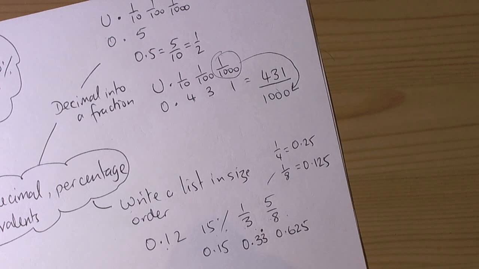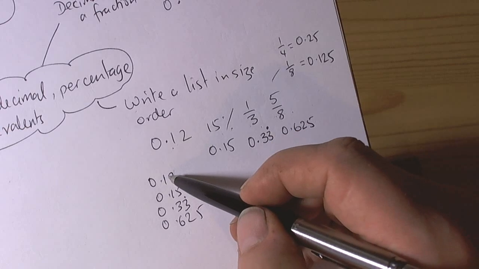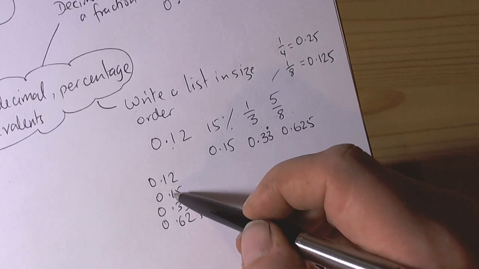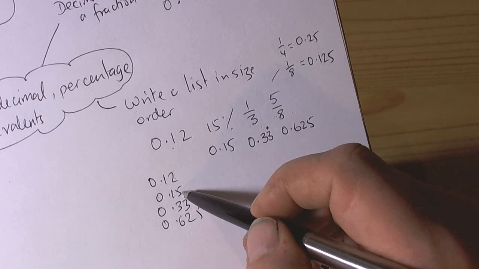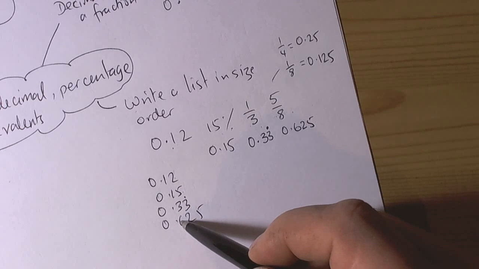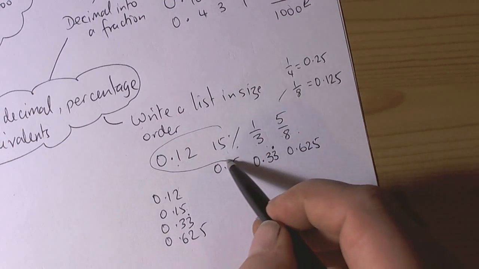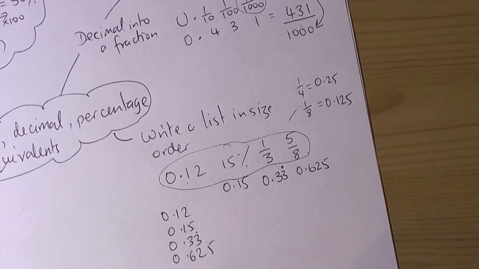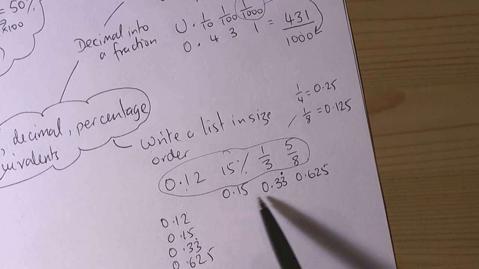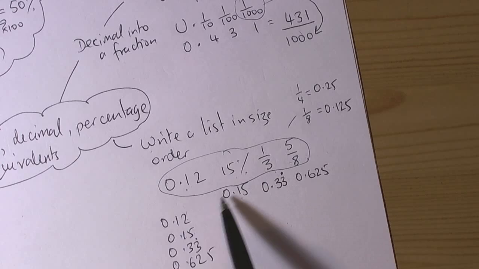As it happens, the list I chose is already in size order, because if I put these decimals into a column so that I can see and compare, then I can see that this is the smallest, even though these have both got 1/10. 2/100 is smaller than 5/100. 3/10 is bigger than that, and 6/10 is bigger than that. So they are already actually in size order. So that's how that question can be done. Change them into common types, and then write them out in the correct order.